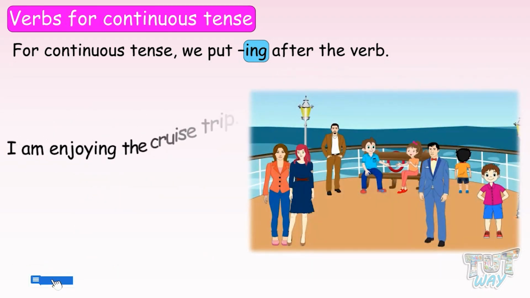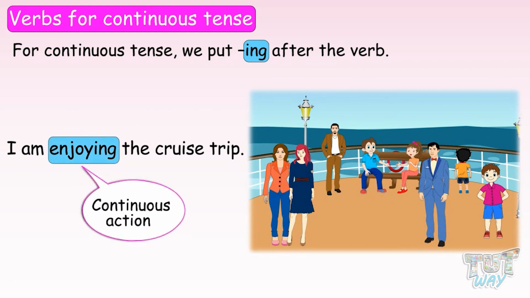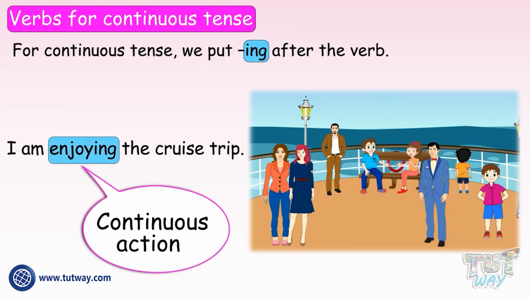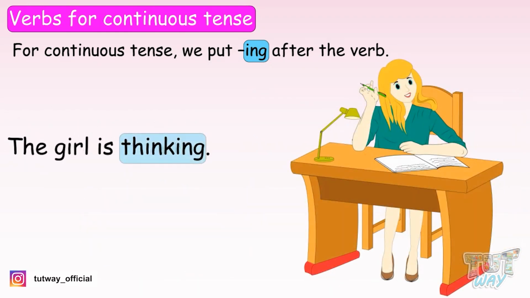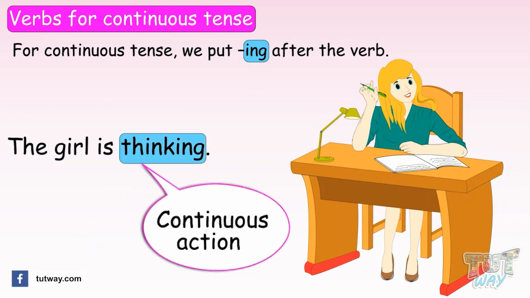I am enjoying the cruise trip. Here, enjoying shows continuous action. That is, the action is being done. The girl is thinking. Thinking shows continuous action. That is, the action that is being done. Let's see some more verbs that show continuous actions.